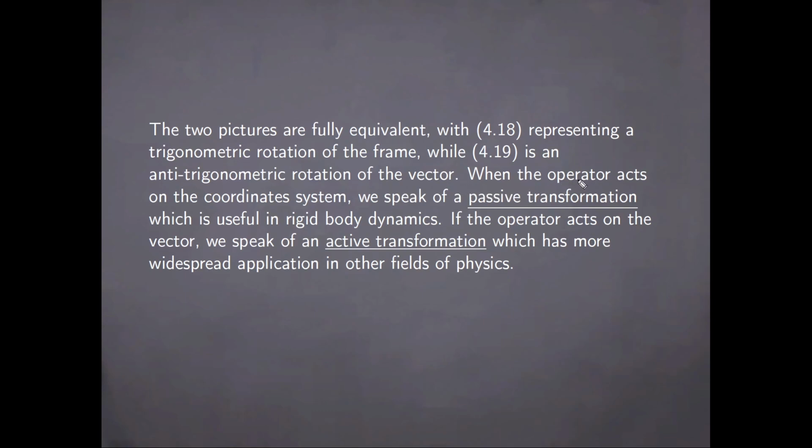When the operator acts on the coordinate system, we speak of a passive transformation, which is the kind of transformation that is useful in rigid body dynamics. If the operator acts on the vector, we speak of an active transformation, which has more widespread application in other fields of physics.